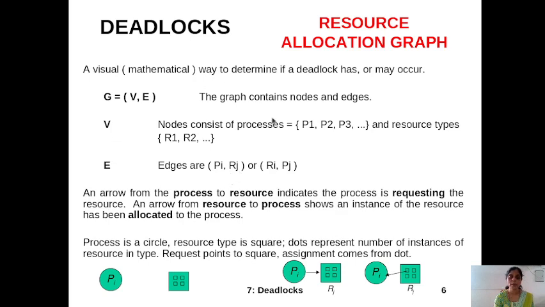So how do we represent this graphically? Here a process is indicated using a circle with the process number. A resource is indicated as a square, the resource type. The dots, or small blocks, indicate how many instances of that resource are available. Here the 4 dots indicate 4 resources are available.